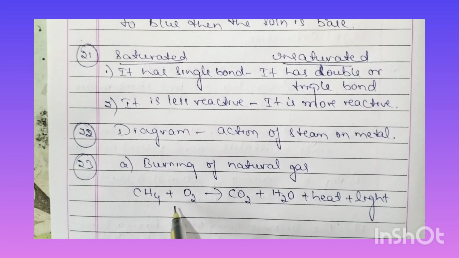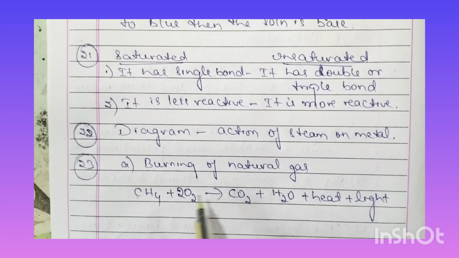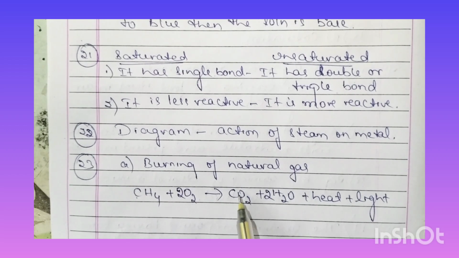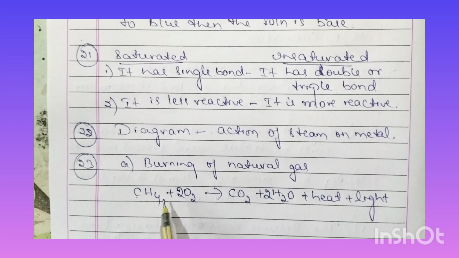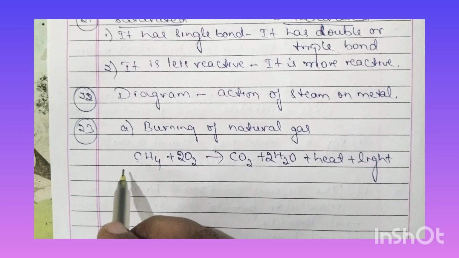To balance, we put 2O2 and 2H2O. Carbon 1, hydrogen 4 on the left. On the right, 2 H2O gives 4 hydrogen and 4 oxygen. So this is the balanced equation for the first one.